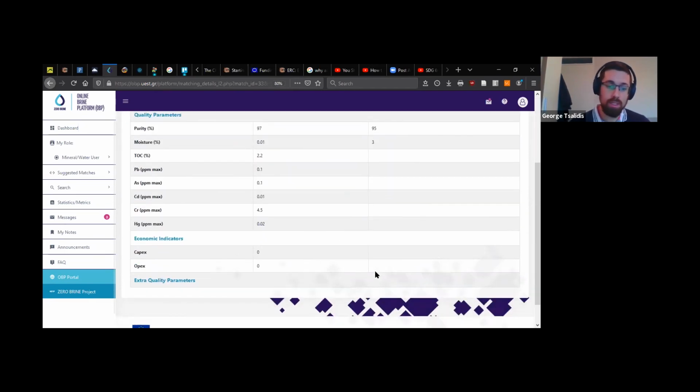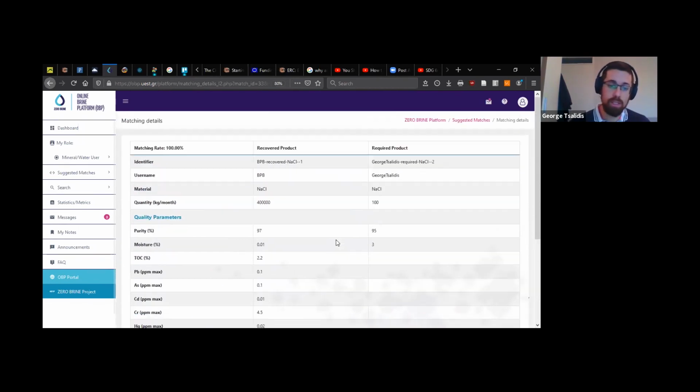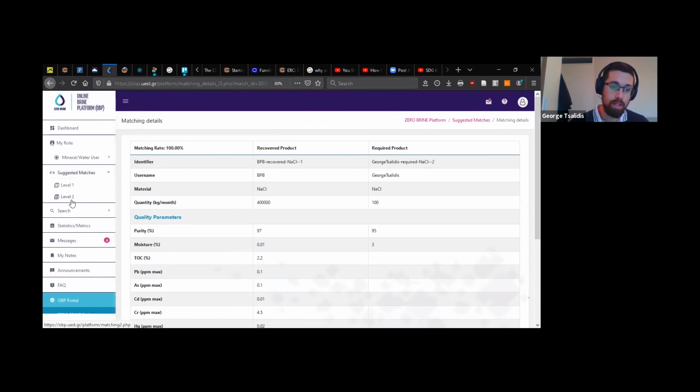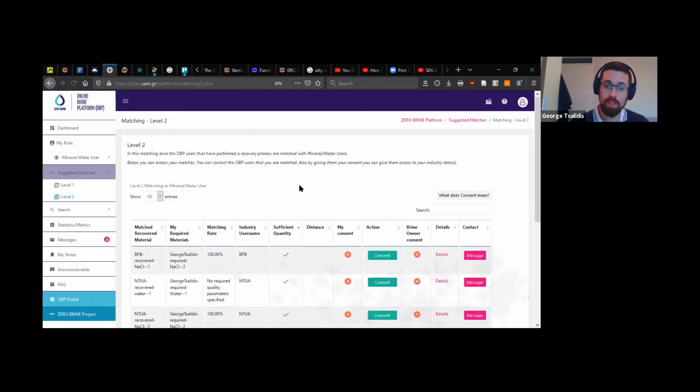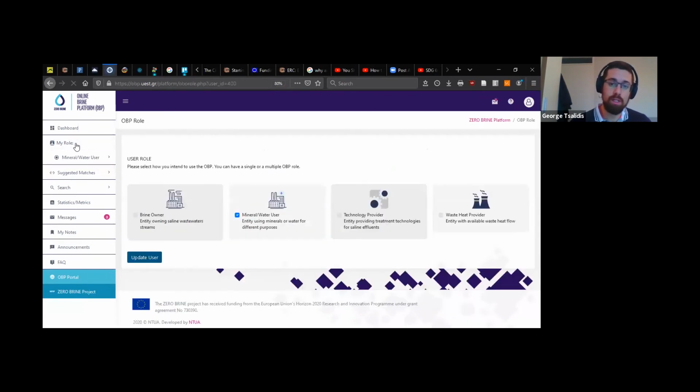As you can see, they haven't inserted any economic indicators with respect to capital cost or operational cost. In this case, I can go back and give consent to this brine producer, and then if he also gives consent, we can contact each other much more easily, or I can just message him right now. So regarding these two roles, matching opportunities exist.